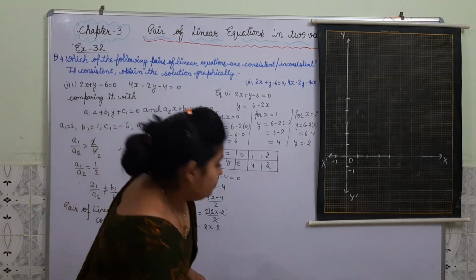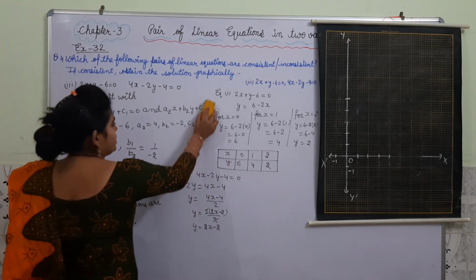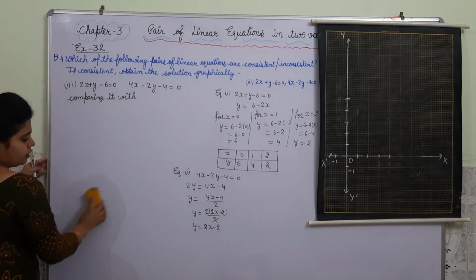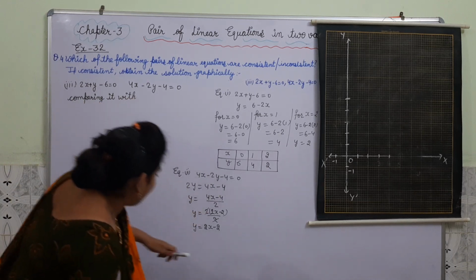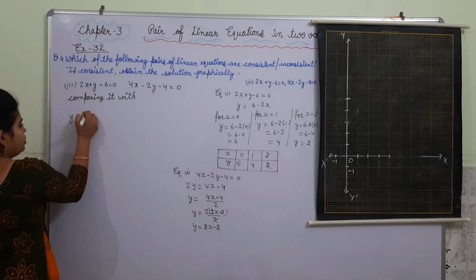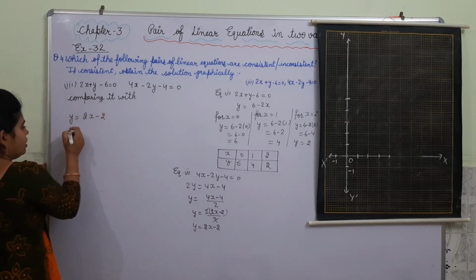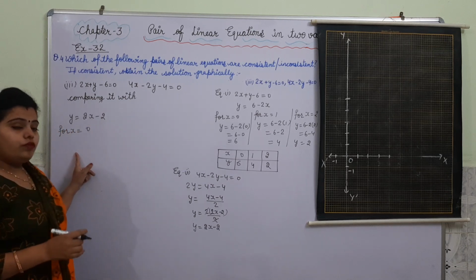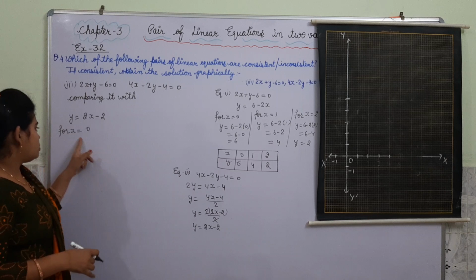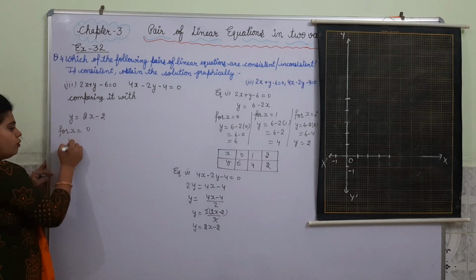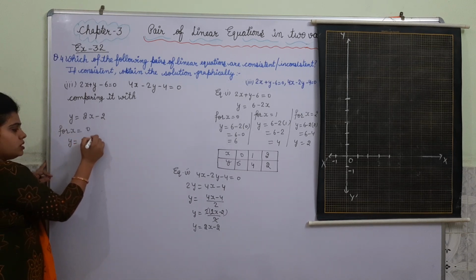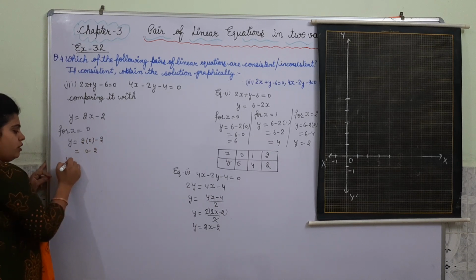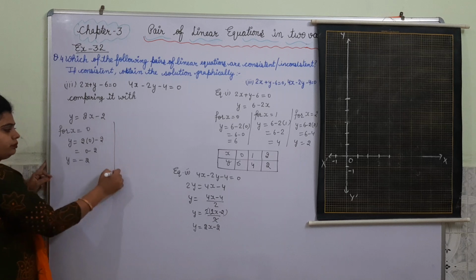Now what we will do? We will find the solution of this. What we will get from here? Y is equal to 2x minus 2. Now we will find 3 solutions of this equation also. X is equal to 0. Y will equal 2 into 0 minus 2 means 0 minus 2. From here y is equal to minus 2.